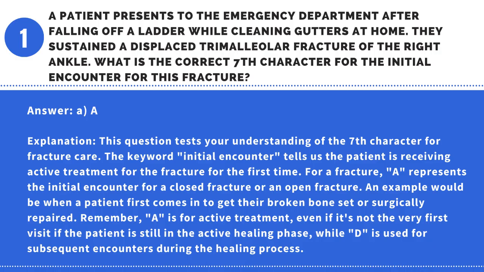For a fracture, A represents the initial encounter for a closed fracture or an open fracture. An example would be when a patient first comes in to get their broken bone set or surgically repaired. Remember, A is for active treatment, even if it's not the very first visit, if the patient is still in the active healing phase, while D is used for subsequent encounters during the healing process.